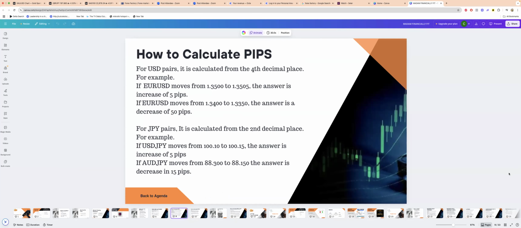Today we're just doing how to calculate your pips, because if you want to trade in the foreign exchange market, you have to know how many pips you're targeting for your take profit and how many pips you're targeting for your stop loss. If you do not know this, then you are just joking.